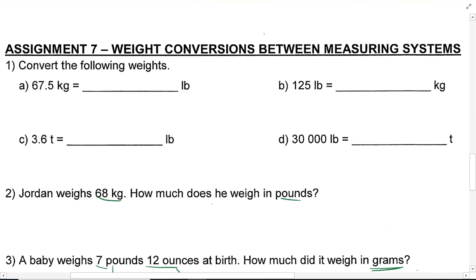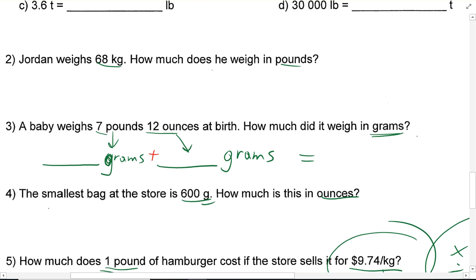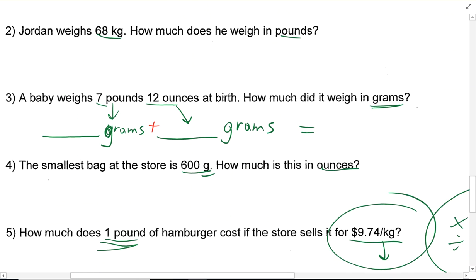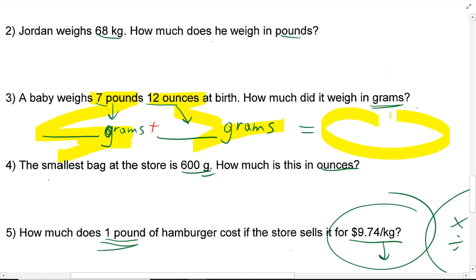So here you're converting simply kg to pounds, no problem. Then you're going to convert pounds and ounces into grams. For this one, what you'd want to do is convert 7 pounds into grams, then convert 12 ounces into grams, and then add it all up for a total. Do those calculations separately, then add.